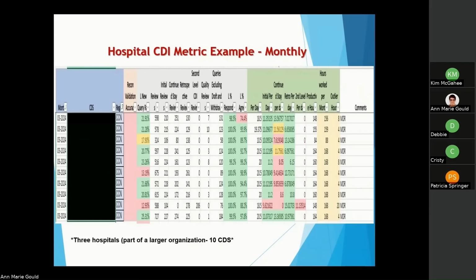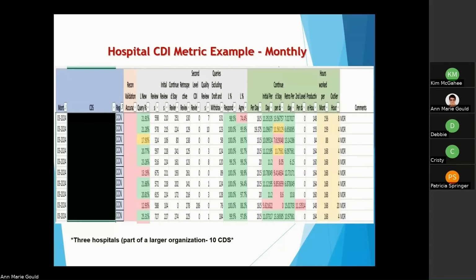Okay, great. And this is another hospital. This is part of a larger organization. They have about 10 CDIs in 3 facilities. And this is their monthly CDI metric. This was for each CDI. They had it spelled out. So they did the new reviews for number 1 CDI, and all their CDI specialists are listed. Of course, they're blocked out, but they had 1, 2, 4, 6, 8, 10 of them.